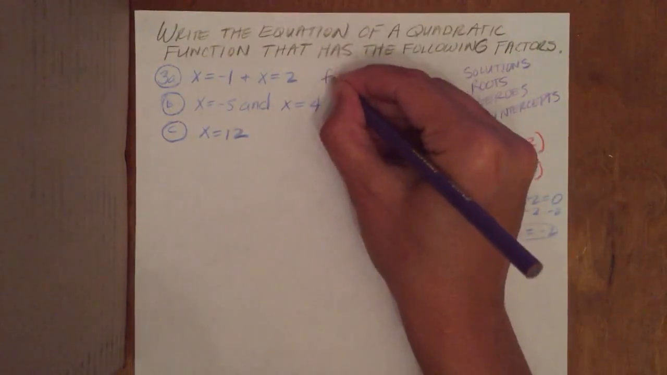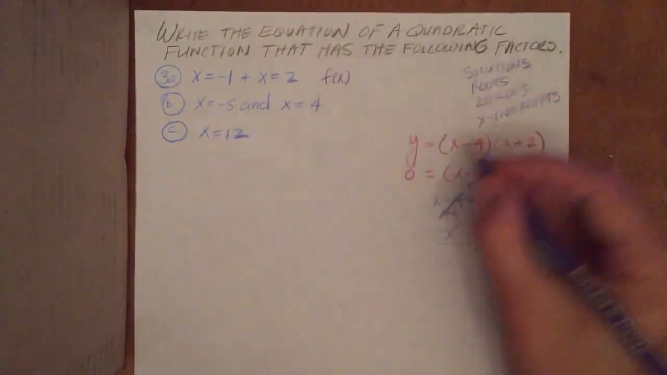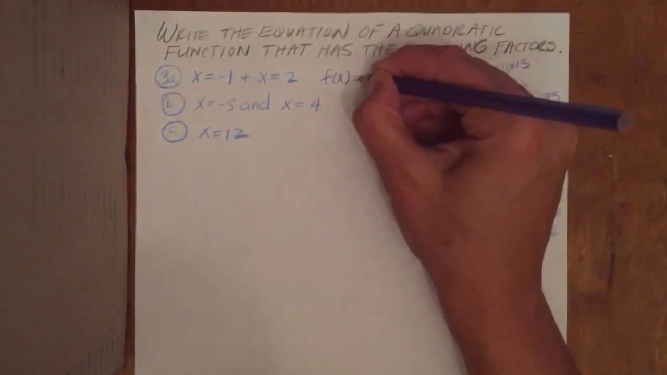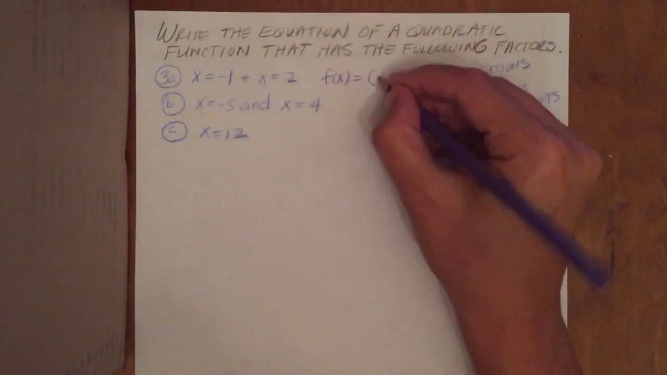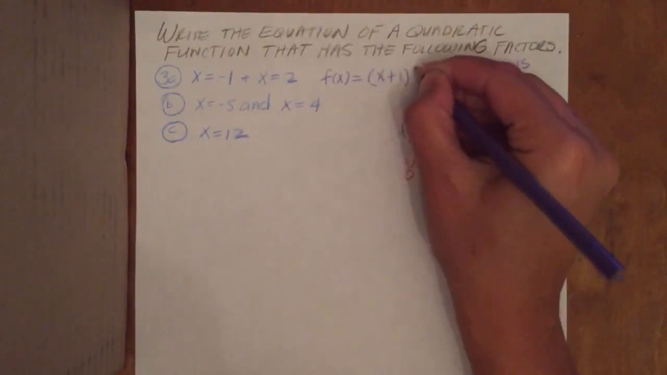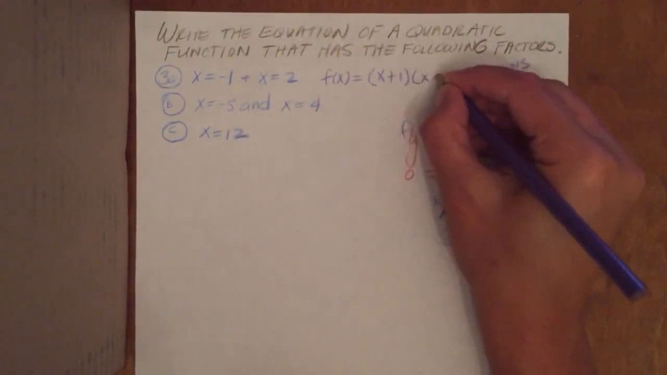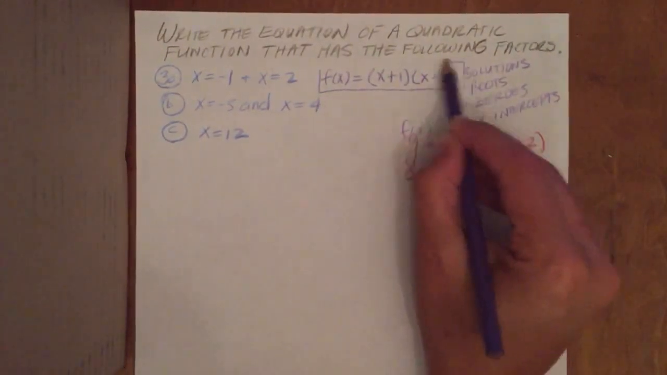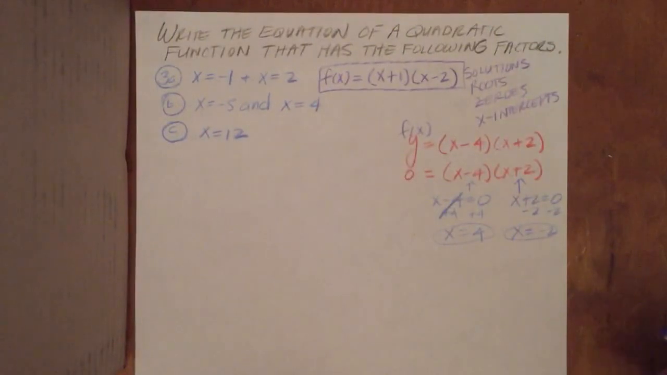So, and I'll use f of x, or you can use y. Remember, f of x and y are interchangeable. It is equal to, what's the opposite of negative 1? Plus 1. What's the opposite of 2? Negative 2. And there is your answer in intercept form, factored form. That's all you have to do.